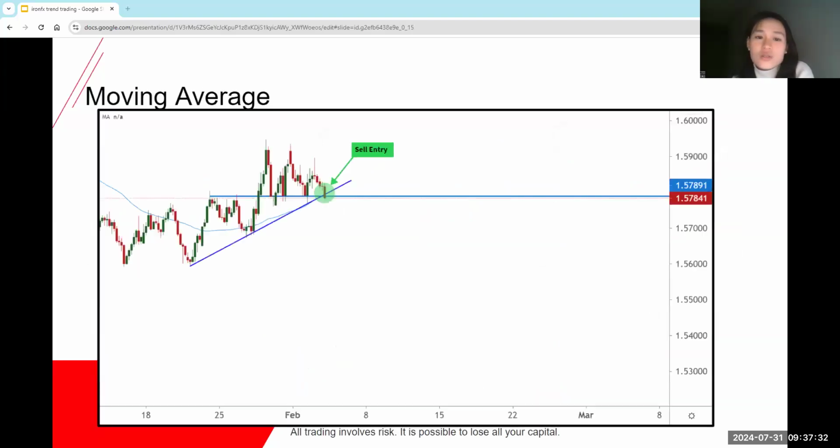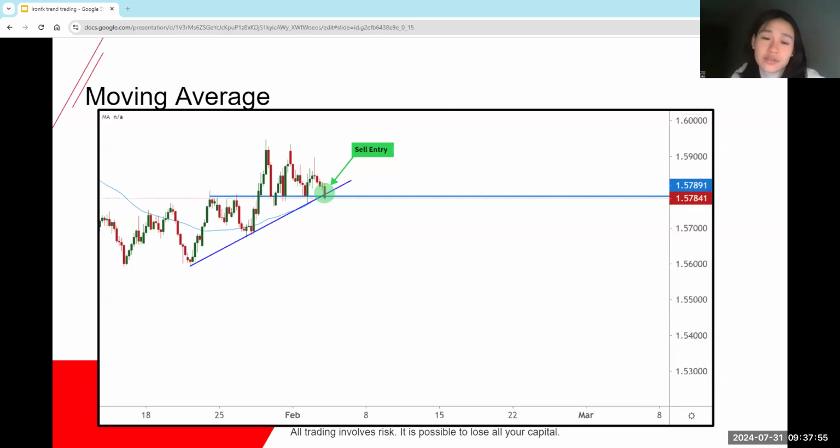Okay, so let's talk a bit about moving average, or let's just look at some examples. In this example, we're using a moving average. This blue line here is our ascending trend line. Okay, we have 3 touches on it, and you can see price has recently broken below that line.